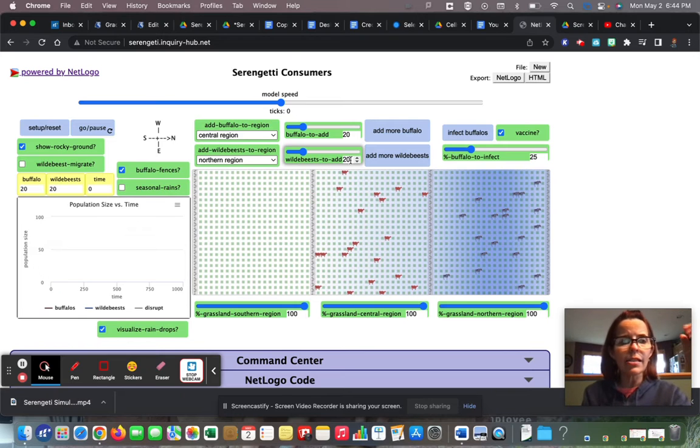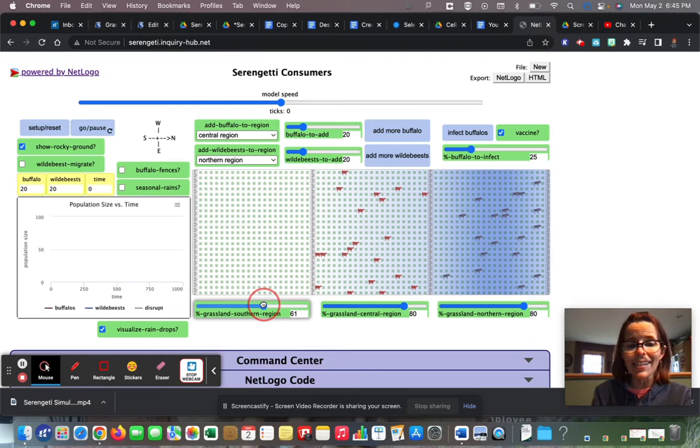So right now, let's say I put in 20 buffalo and 20 wildebeest. It doesn't matter, but I'm going to change the percent of grass in all the regions. So this one's going to be 80, this one's going to be 80, and this one's going to be 80. Okay, so that's one change that I made. The next time I do this experiment, I'm still going to have 20 buffalo, 20 wildebeest, I have buffalo fences. I'm going to take buffalo fences off. No buffalo fences. But maybe the next time I do it, I change this to 60, 60, and 60. So we're going to change how much food they have available.